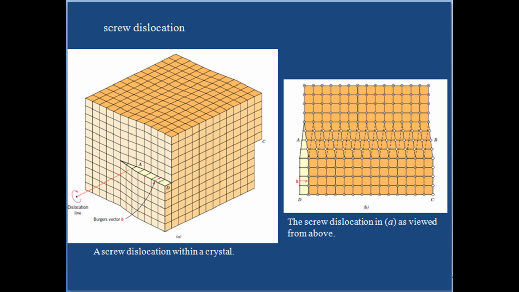The screw dislocation derives its name from the spiral or helical path or ramp that is traced around the dislocation line by the atomic planes of atoms. Sometimes the symbol shown in figure is used to designate a screw dislocation.